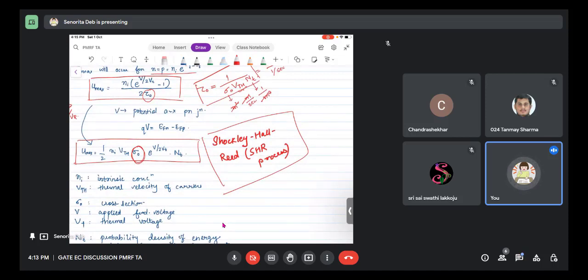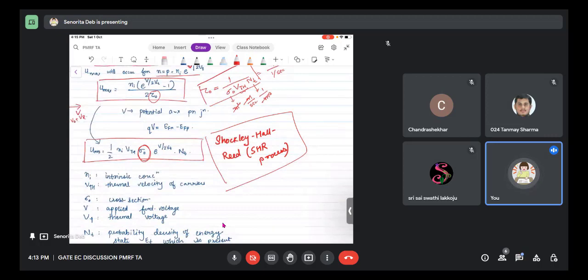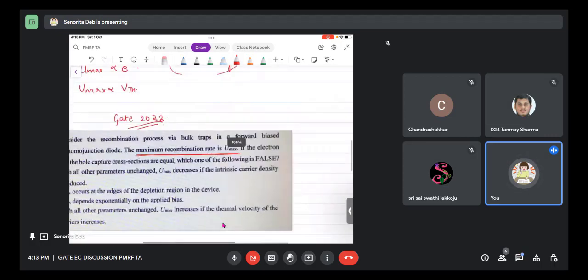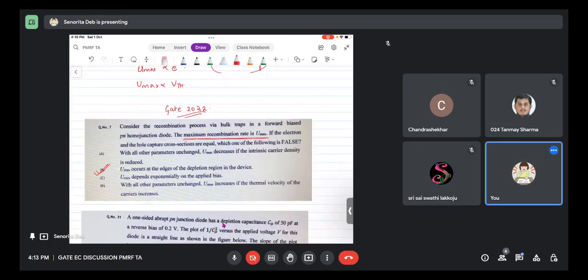I'm not discouraging you, but don't read and delve into it at the cost of your practice of other questions. Am I clear? So what you were asking, that you were unable to understand this question itself, right? This is nothing but just a normal forward bias diode. There is some recombination happening and they are asking what will be the maximum recombination rate depending on. And it is just a formula which you have to see and see what the parameters are.